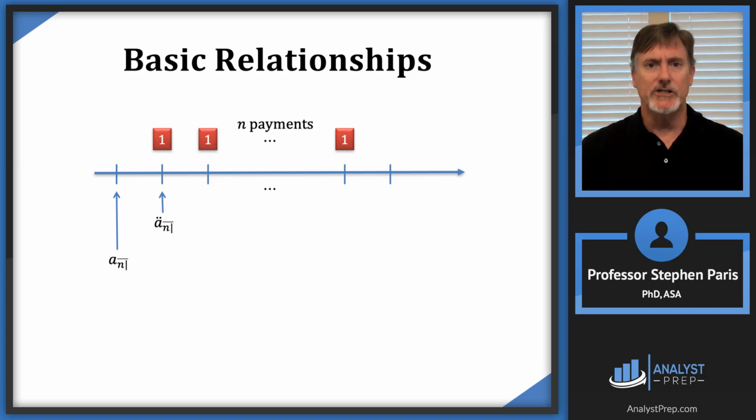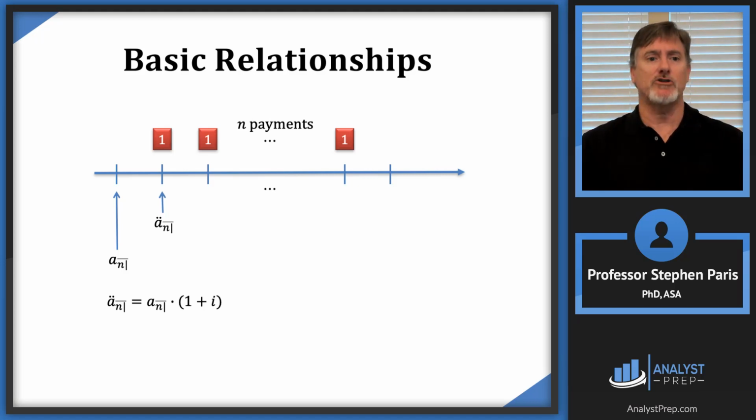Now, what's the relationship between these two values? Well, these are just values. These are single values, one period apart. So for instance, if I had the value A angle N and I wanted the value A double dot angle N, I would need to accumulate that value one period forward, and I would do that by multiplying by the periodic accumulation factor, which is 1 plus I. And so that's a basic relationship between an A double dot angle N and an A angle N. If you have the value A angle N, I would multiply by 1 plus I to get the value A double dot angle N, because I'd have to accumulate it one period.